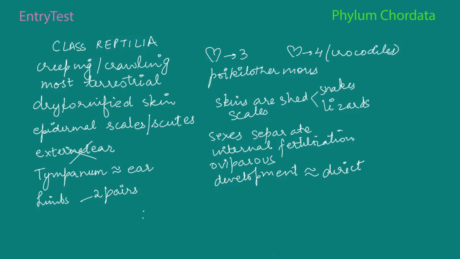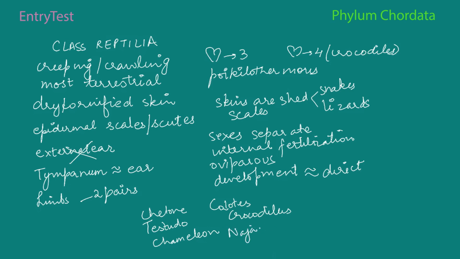Some of the examples are Chelone, which is the turtle, then Testudo, which is the tortoise, Chamaeleon, which is the tree lizard, Calotes, which is the garden lizard, then Crocodilus, which is the common crocodile, alligator, then Naja, which is a poisonous snake that refers to the king cobra, then Vipera, that refers to the poisonous viper snake, and then you even have the normal wall lizard, which is known as Hemidactylus.